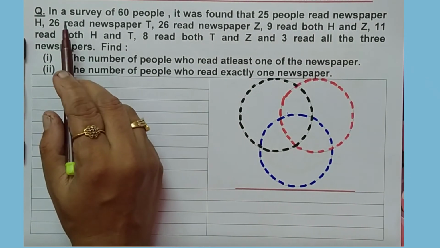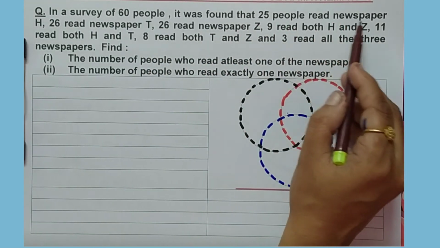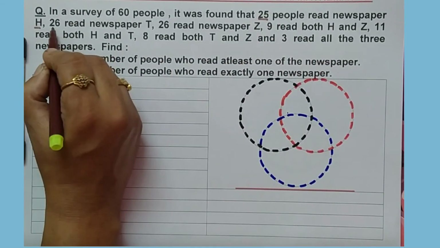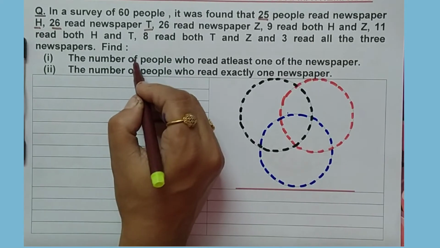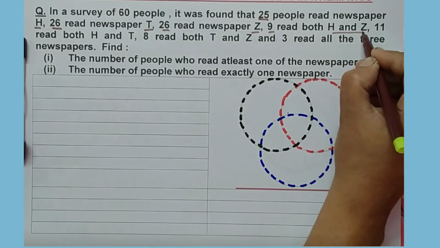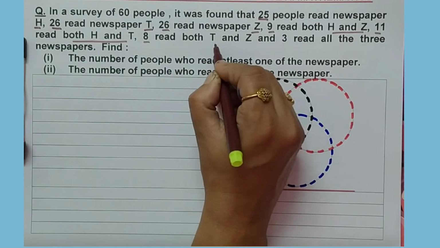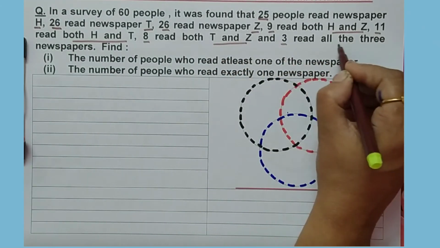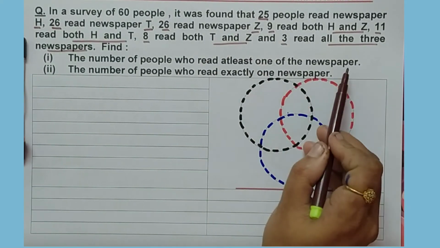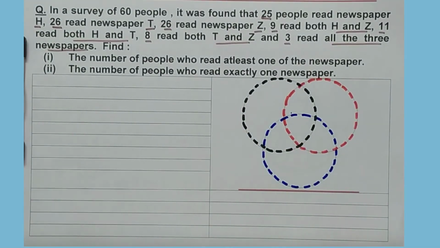Listen to the question. In a survey of 60 people, it was found that 25 people read newspaper H, 26 read newspaper T, 26 read newspaper Z, 9 read both H and Z, 11 read both H and T, 8 read both T and Z, 3 read all the 3 newspapers. We are asked to find the number of people who read at least one newspaper. Second question, the total number of people who read exactly one newspaper.